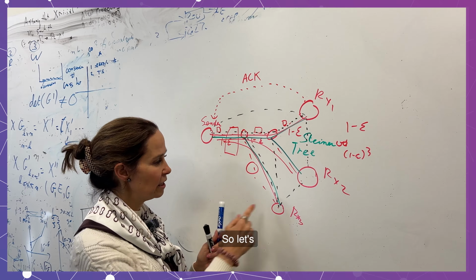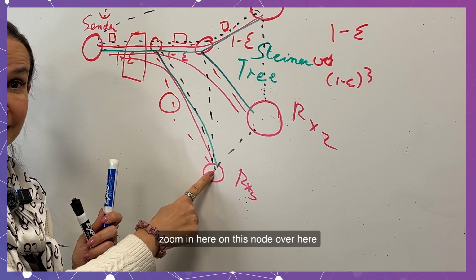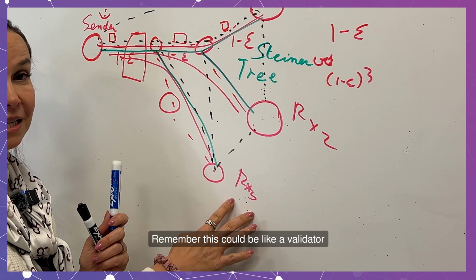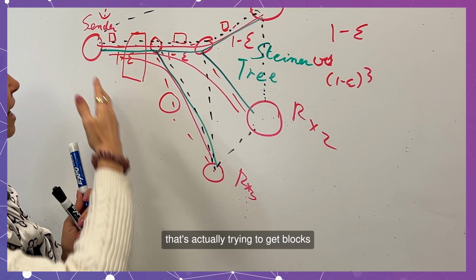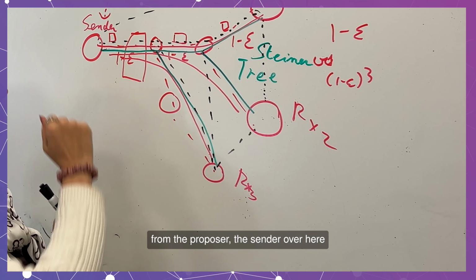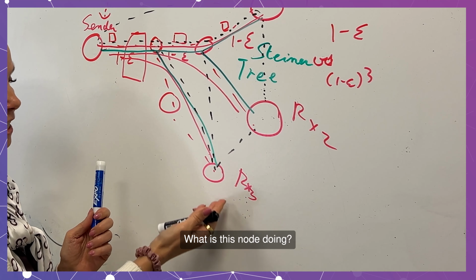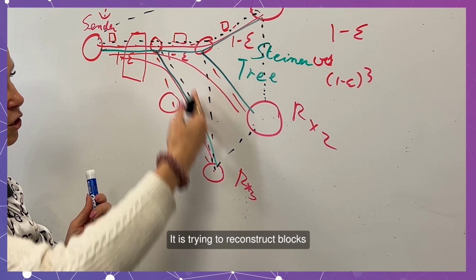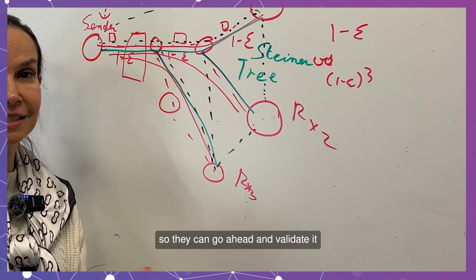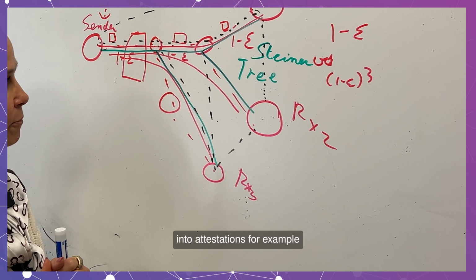So let's zoom in here on this node over here, this third receiver. Remember, this could be like a validator that's actually trying to get blocks from the proposer, the sender over here. What is this node doing? It is trying to reconstruct blocks so that it can go ahead and validate, can do attestations, for example.